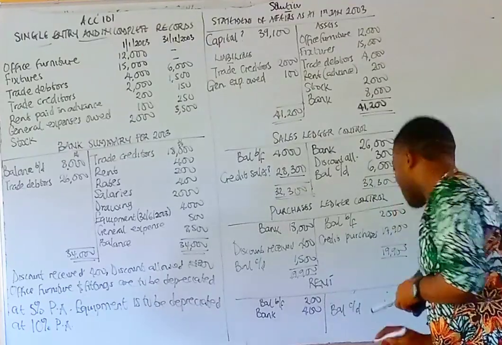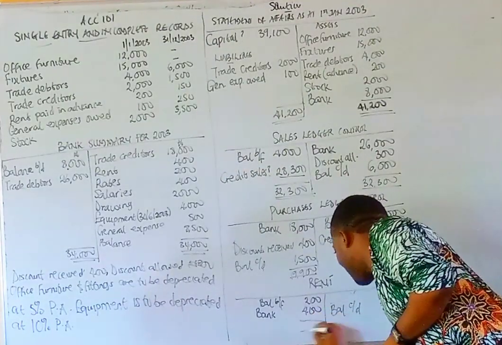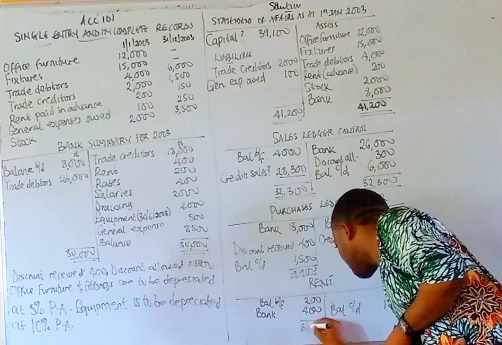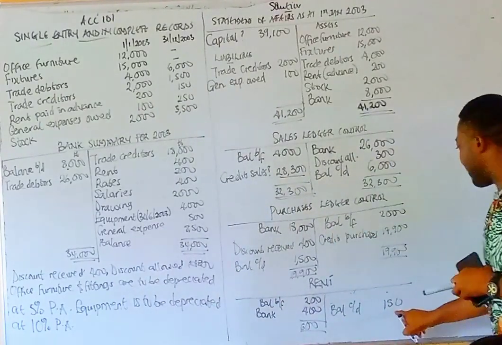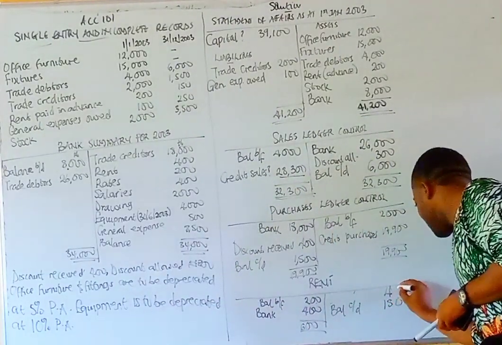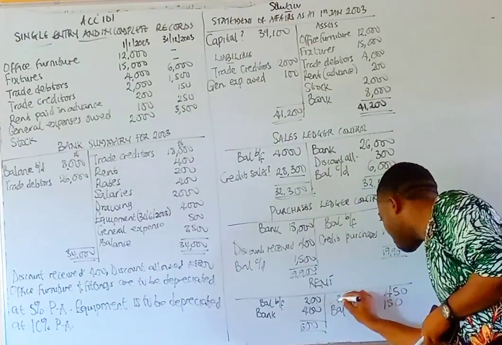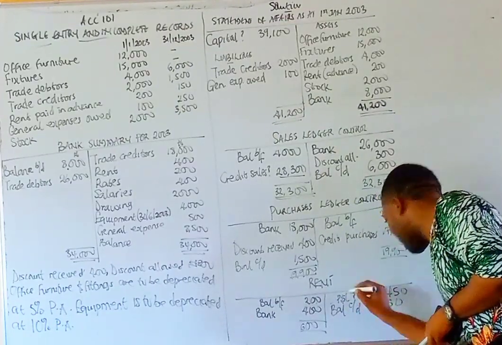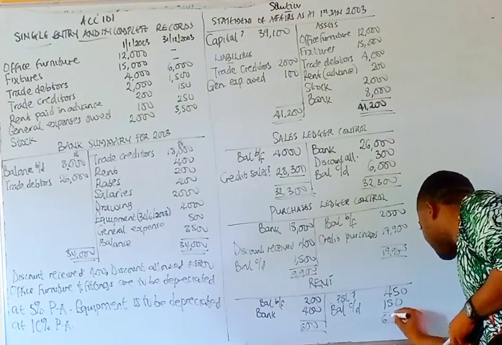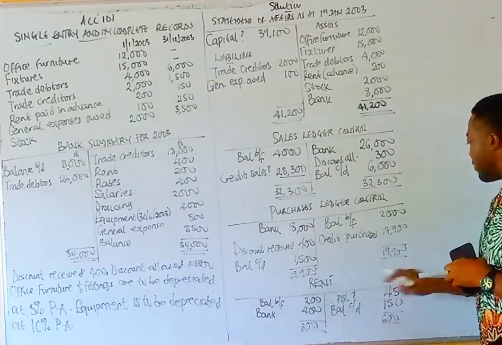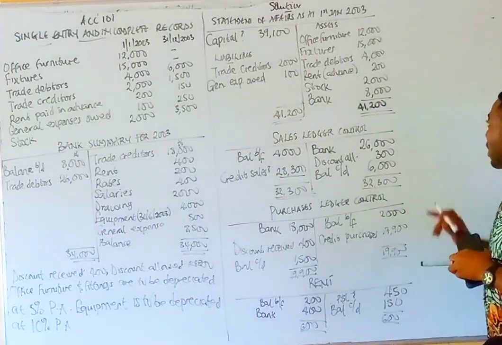150. So if we have 200 plus 400, that's 600. 600 minus 150 is 450. So this 450 is what will go to the profit or loss account. And this becomes 600. So we are done for rent.